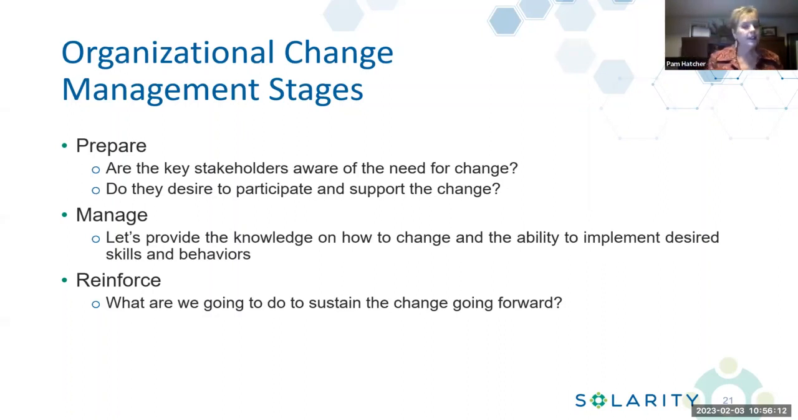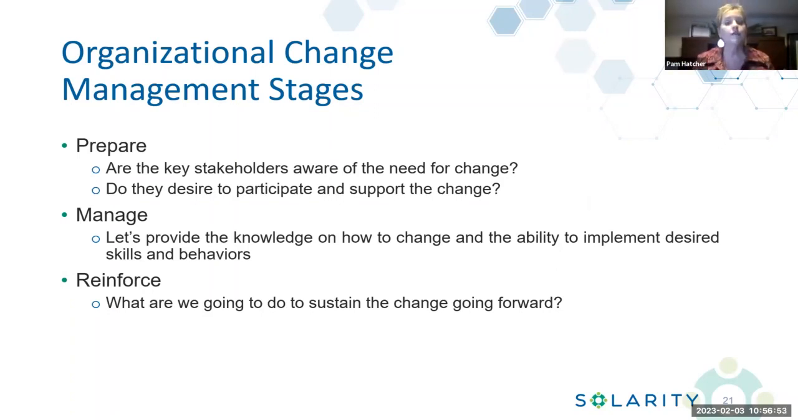So let's provide the knowledge on how to change. We've prepared them that a change is coming, and here are the requirements for that. How are we going to manage that they understand how to change now that there's a new something to access, or a new process, or a new technology they have to use, and then implementing that based on the desired skills and behaviors that you need to have as an organization in those roles, using whatever that product or outcome is. And then what are you doing to sustain the change?